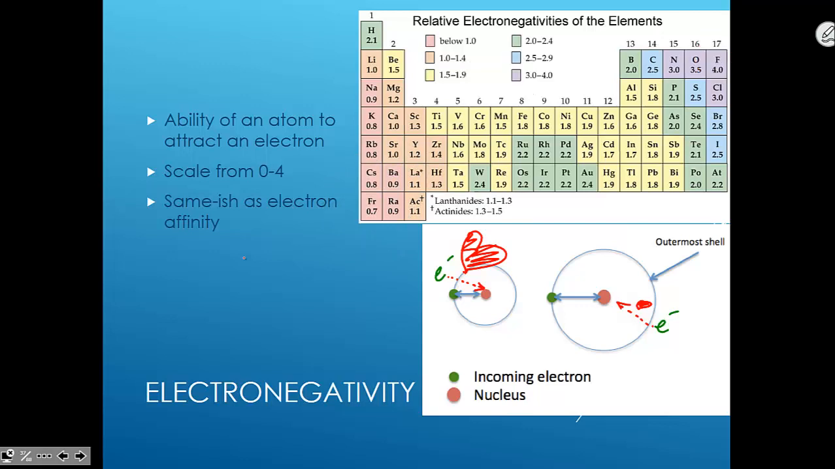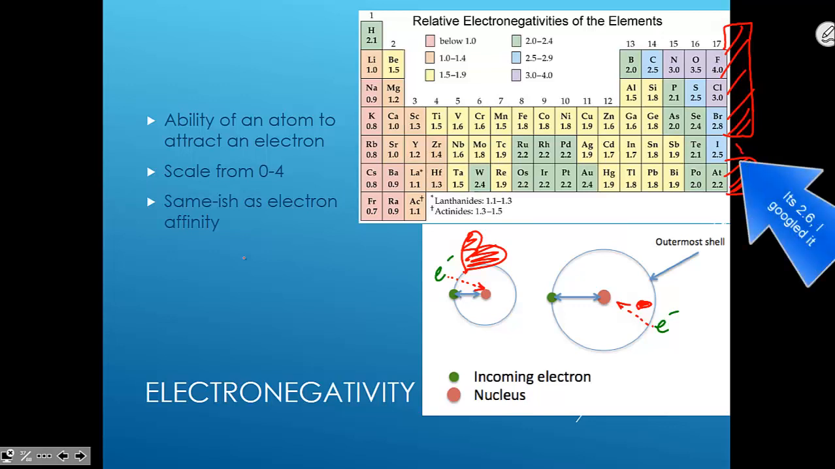Electronegativity is determined based on bonds. So we actually don't have any electronegativity values for noble gases, because noble gases don't form bonds. Now, I'll grant you, xenon actually does, and I'm sure that this video is slightly out of date. You could find an electronegativity value for xenon, but I don't know what it is. So it's not relevant to this course.